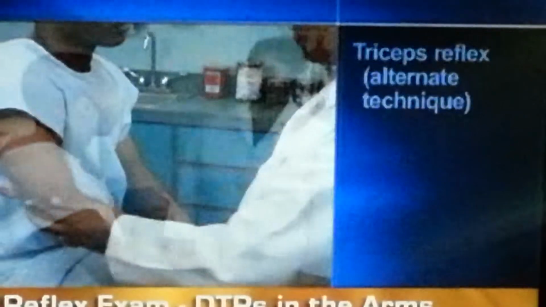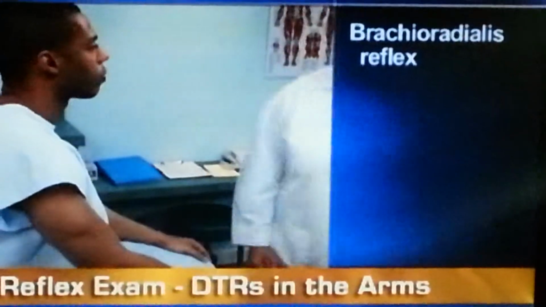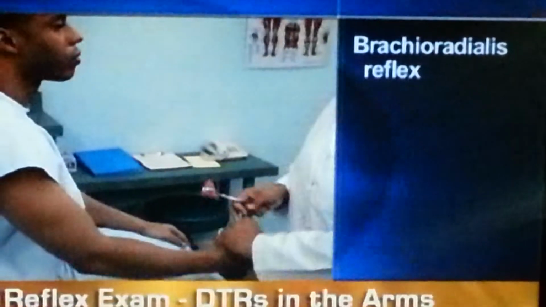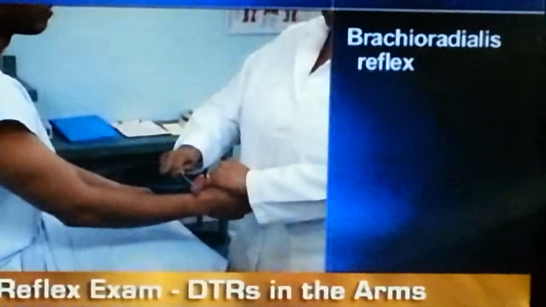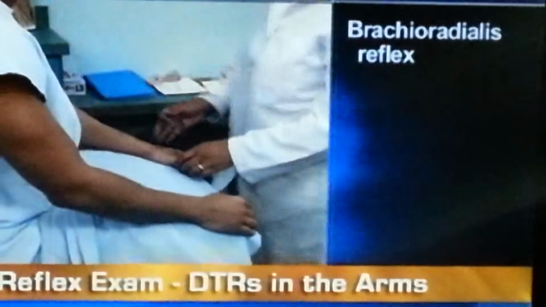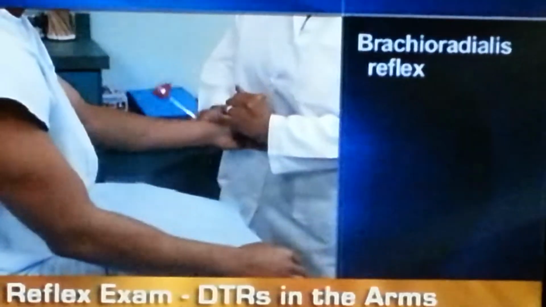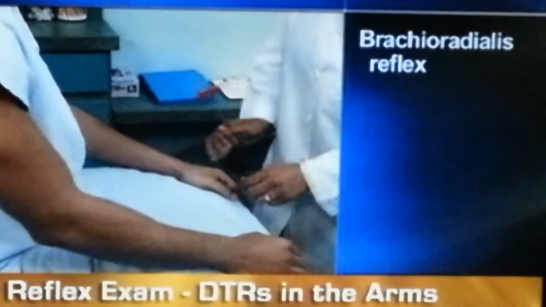Relax for me. Move on to test the brachioradialis reflex. While holding the person's thumb, suspend and relax the forearm. Strike the arm about 2 to 3 centimeters above the radial styloid process. The normal response is forearm flexion and supination. Good. Just relax.